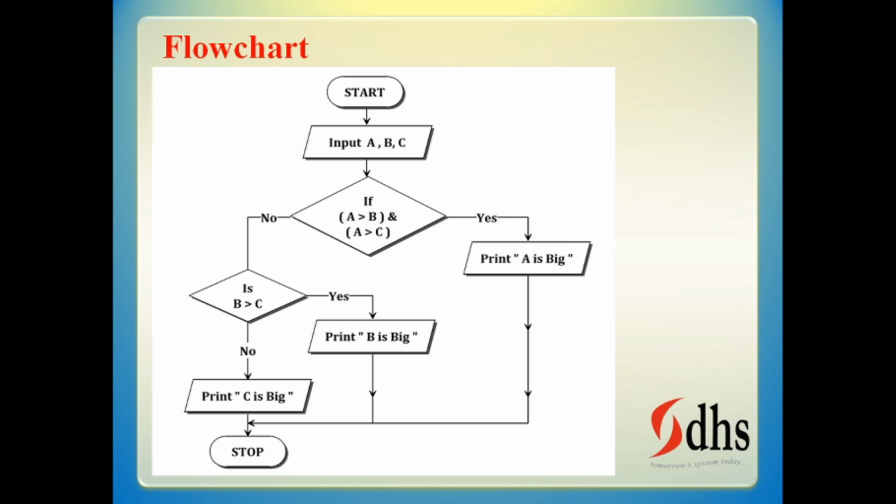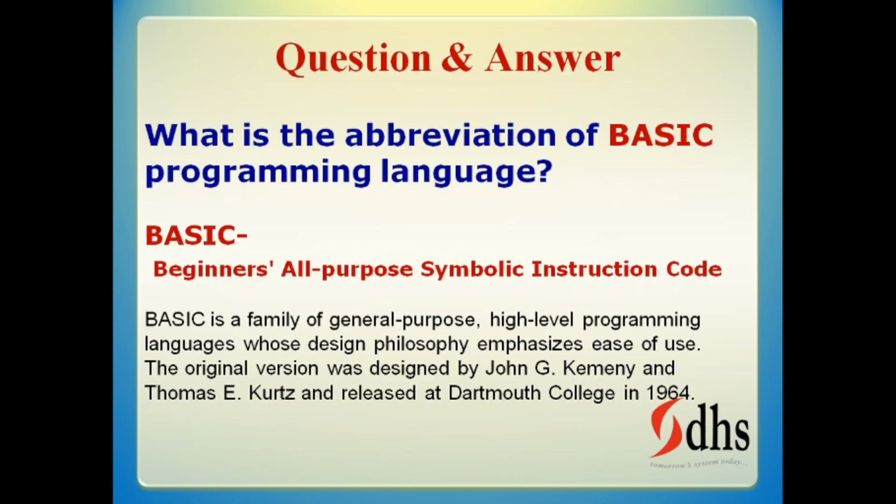Okay, now we are going to the answer for the first question. I asked you the abbreviation of BASIC. What is the abbreviation of the BASIC programming language? BASIC is nothing but Beginner's All-purpose Symbolic Instruction Code. This was developed by John G. Kemeny and Thomas E. Kurtz in the year 1964 at Dartmouth College. It is a very simple programming language, an easy language.